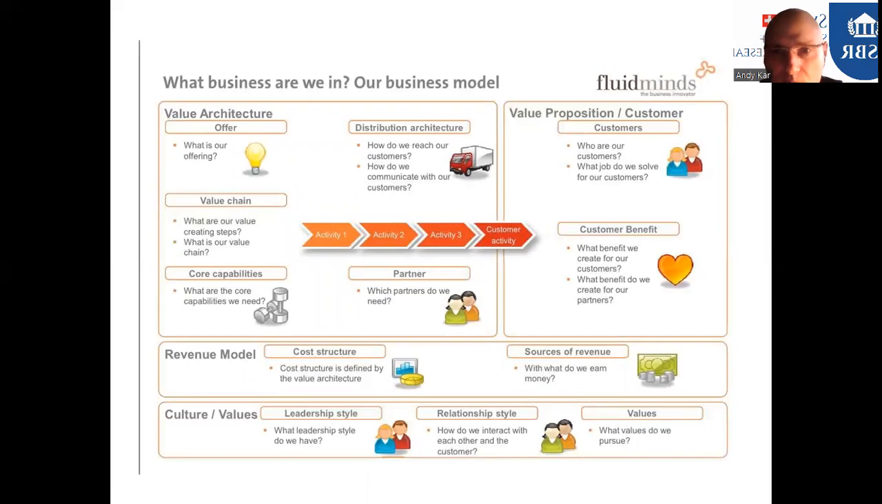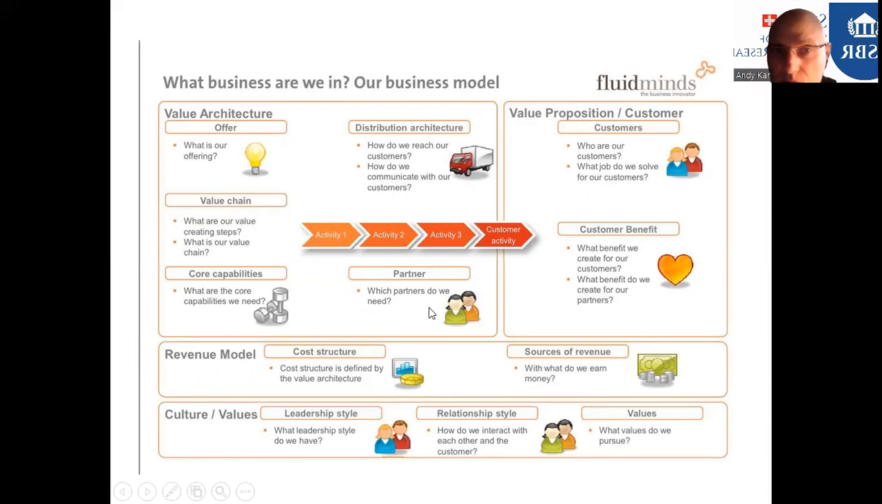So here we have an example. We see what businesses we are in, our business model. We have the value architecture, the offer: what do we offer, which is our product. The value chain: what are our value creating steps? Activity 1, activity 2, activity 3, our customer activity, which goes to the value proposition to customers and the customer benefits. The core capabilities: what are the core capabilities we need?